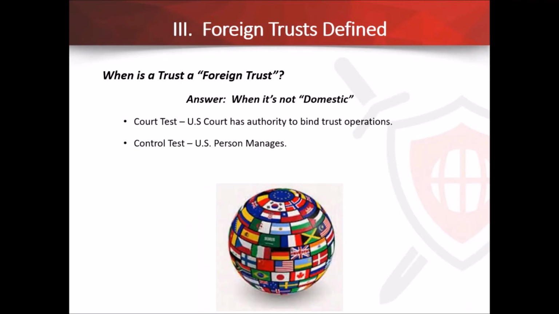At a basic level, to understand what the difference is between a domestic and foreign trust, the IRS has given us definitions. For a trust to be domestic, it has to meet two tests, and it's an and test, so it's both. It has to meet the court test and the control test. If a U.S. court has the authority to bind the trust in the United States, then it would meet that criteria. And the control test is, where's the trustee? Does a U.S. person manage the trust? If both of those tests are met, it's a domestic trust for income tax purposes. If it fails either of those tests or both, it's a foreign trust.